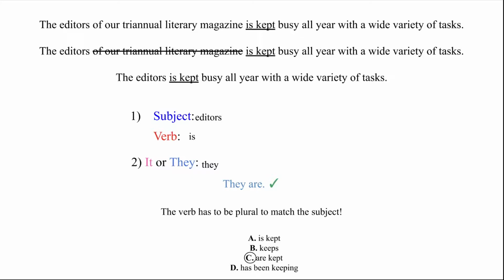Editors is a plural subject, so we need a plural verb to go with it. So editors is does not match. The correct answer would be editors are. So that's why it's going to be answer choice C for this one. So that's why it's really important just to recognize any unnecessary phrases in between your subject and your verb and cross them out to make sure you have correct agreement.